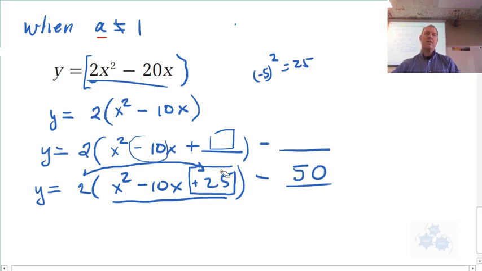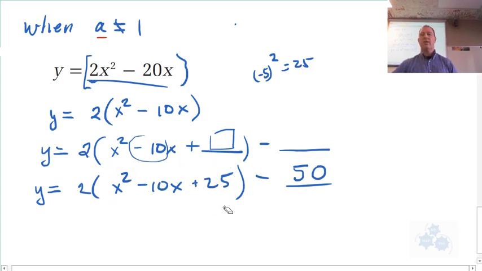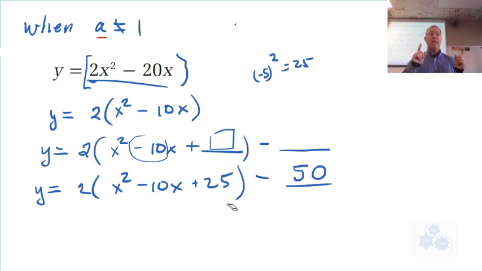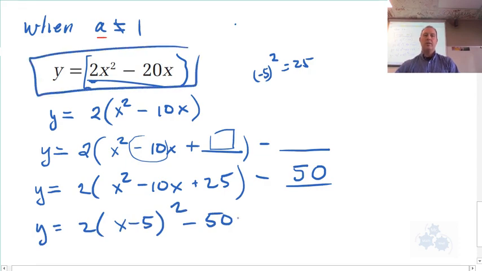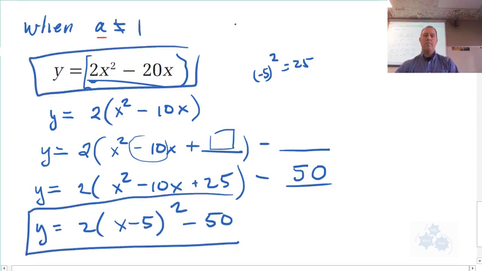So that's the third level here, that's what you've got to pay attention to as well. You have to factor. Then when you complete the square, you have to take careful note of what you actually added to the equation. So this is 2 times (x minus 5) all squared minus 50. And that should be the same as this, just in a different form.